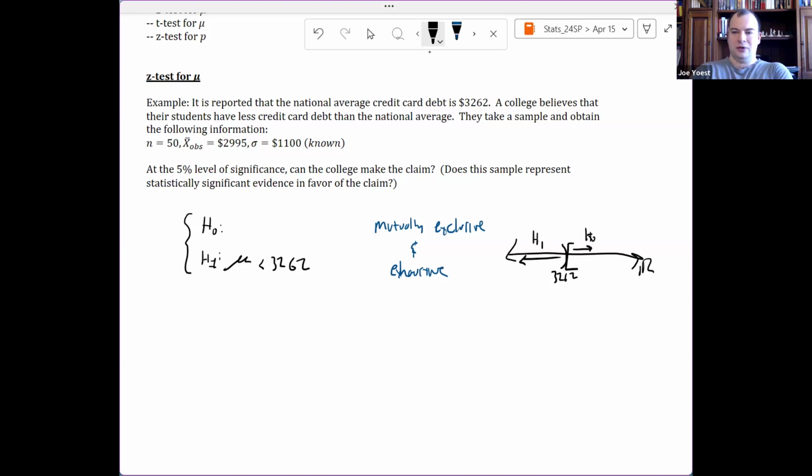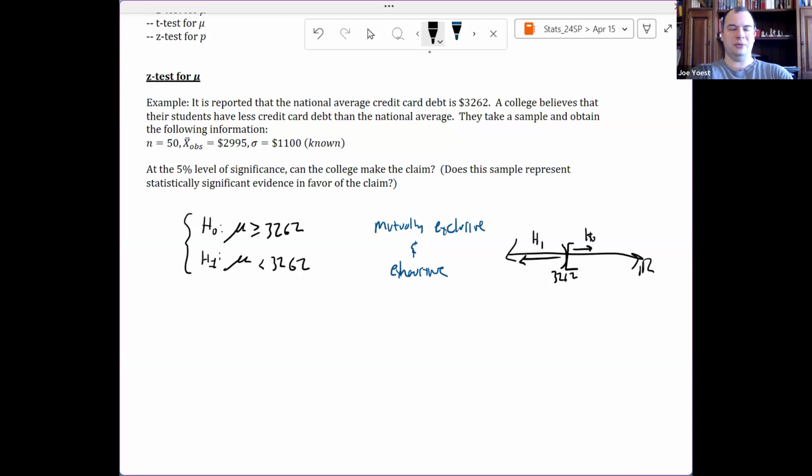And if they overlap, if H1 was mu less than 32.62 and H0 was mu bigger than 3,000, then there's a bunch of means where it's like, well, if I think that mu is 3,100, well, it's kind of both worldviews. Which one do I go with? So here I'm going to take mu bigger than or equal to 32.62.